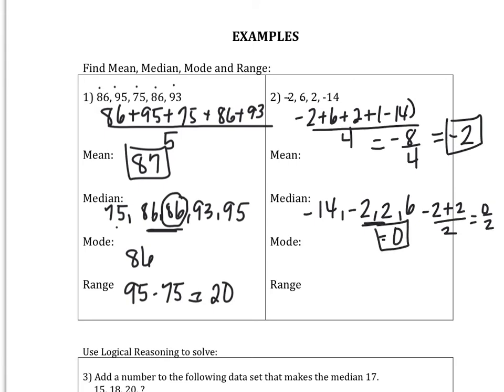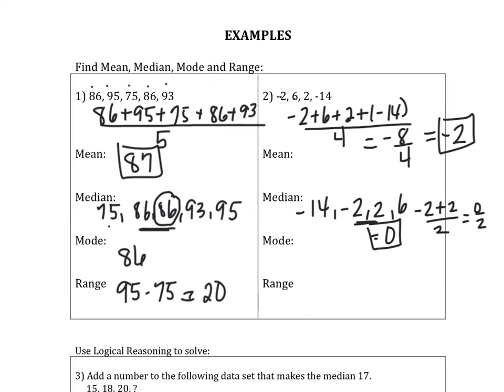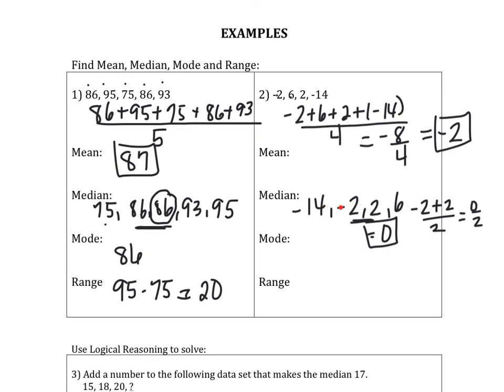The mode is the one that occurs the most. So when we had lined these up, right here, the one that occurs the most, there's none that are duplicated. So what do we do then? If there's none that are duplicated, there is no mode. So there's none that occurs the most because they all occur equally.